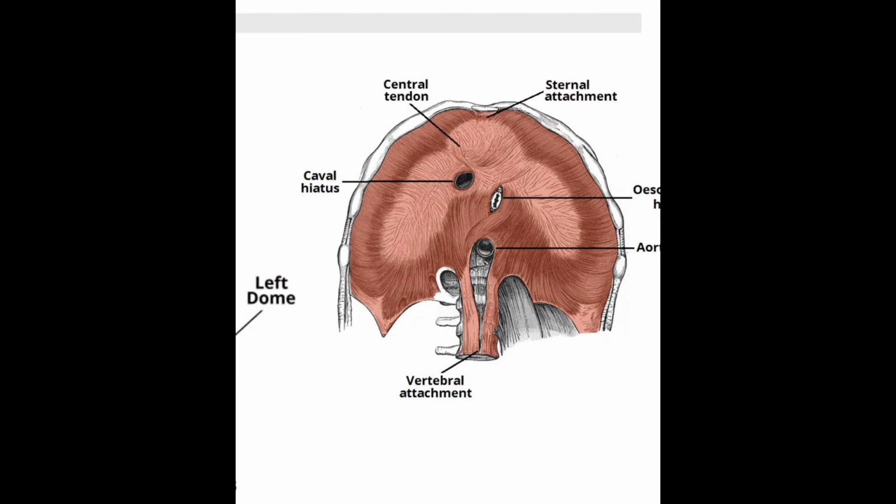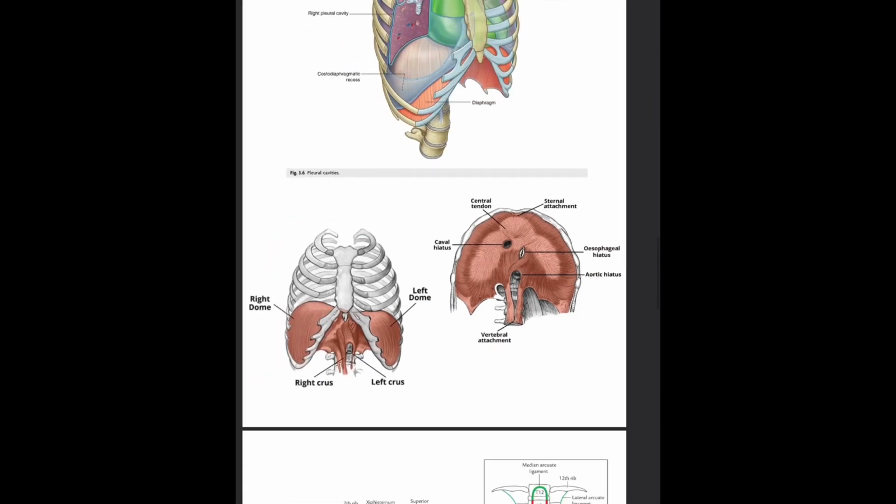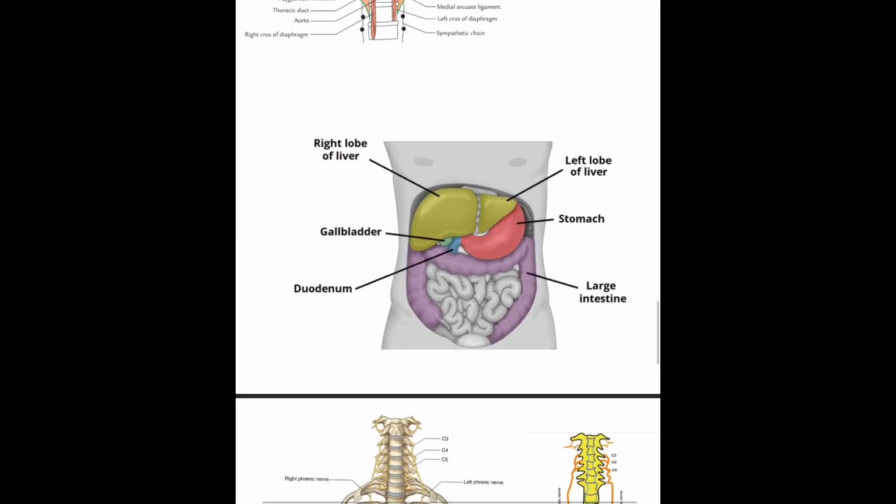So on the right side it is related to the right lobe of the liver, the right kidney and the right suprarenal gland. On the left side it is related to the left lobe of the liver, fundus of the stomach, spleen, left kidney and left suprarenal gland.